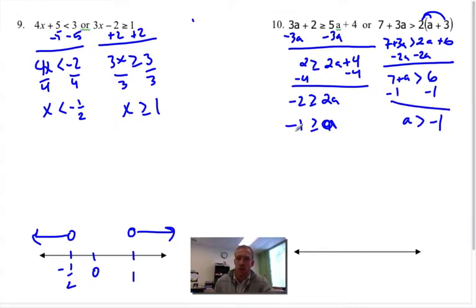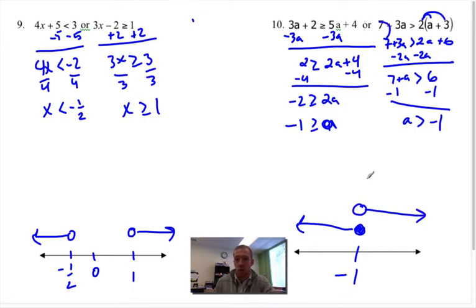So a is less than or equal to negative 1. So we got negative 1 here. That would give me this graph, less than or equal to negative 1. This one here gives me a is greater than negative 1, which would point that way.